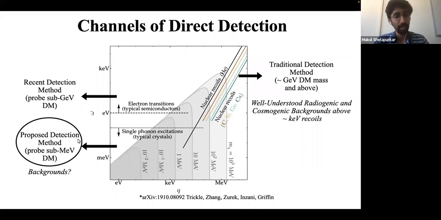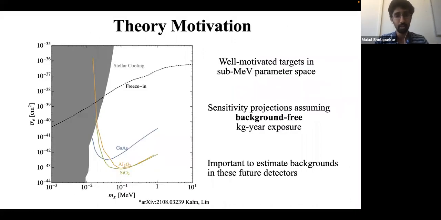And I'll talk about a slightly different background that we estimated for the proposed detection methods of looking for single phonon excitations. So these will be signals in the milli-eV scale energy range, or tens of milli-eV energy range, and these will probe sub-MeV dark matter. So the theory motivation remains the same. Even in sub-MeV dark matter parameter space, there are well-motivated targets. So there is again a freeze-in target in the sub-MeV parameter space.